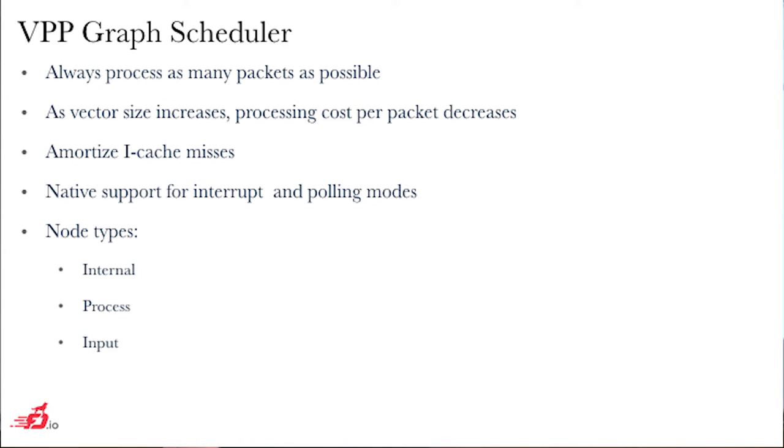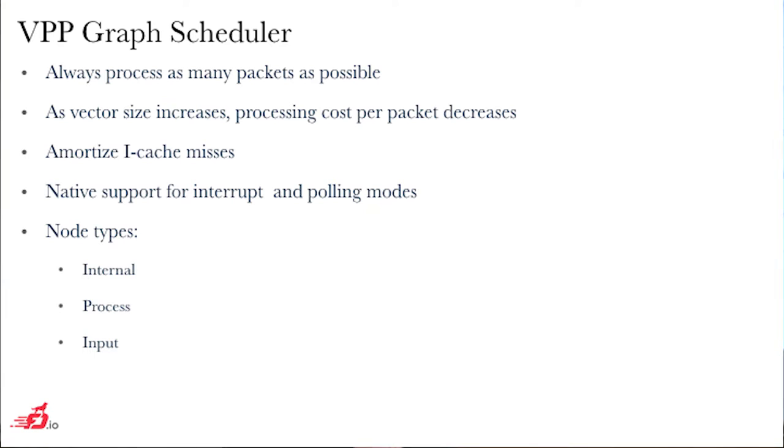The graph scheduler can schedule the input nodes in two ways. It can do interrupt mode or polling mode on input nodes. That basically means that if you are running VPP with an input node which is a DPDK node, it will constantly poll the NIC. It will constantly try to pull packets from the receive rings on the NIC. And whatever it gets from the NIC, it will take into a vector, and it will dispatch that vector to the next feature node.